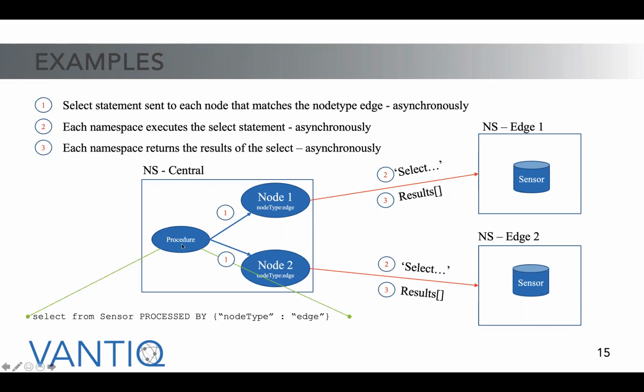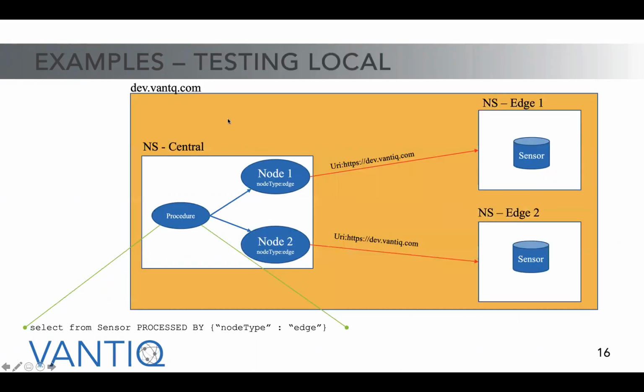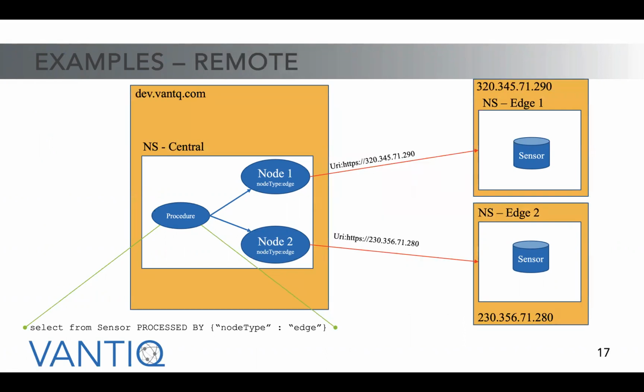So whenever I call this procedure, it will run remotely and then get the responses asynchronously back to me. So locally, that's what I was doing. I just have to have the URL. It will connect to my other namespaces and get it back. Remotely, we may have an IP or, again, a URL as well.